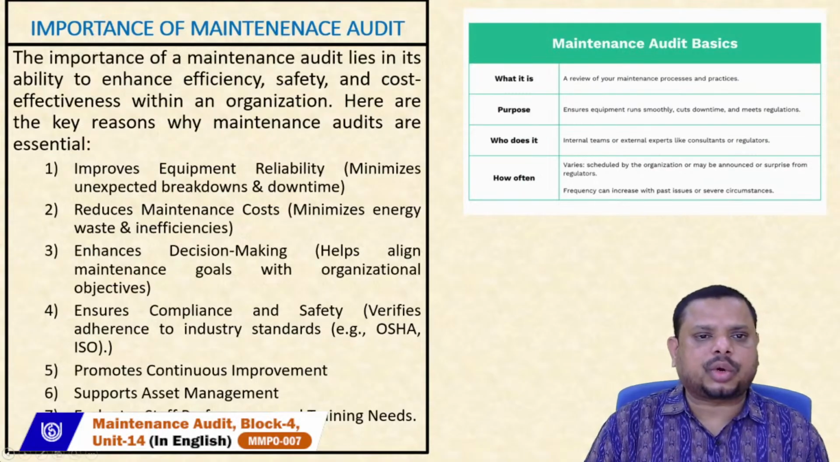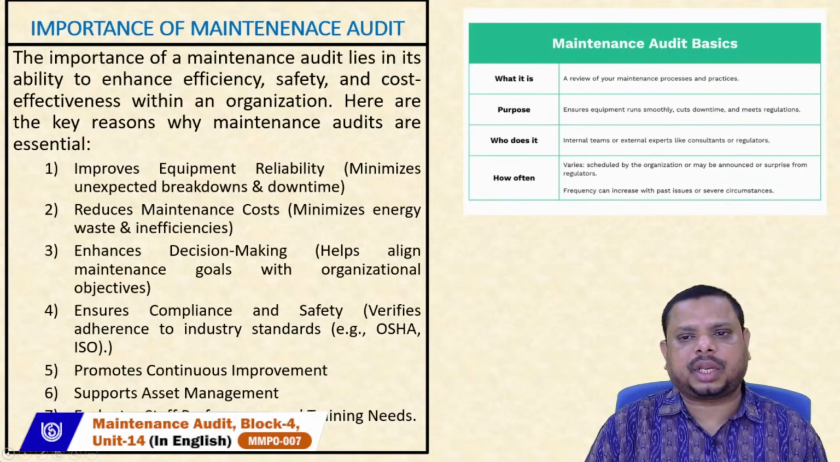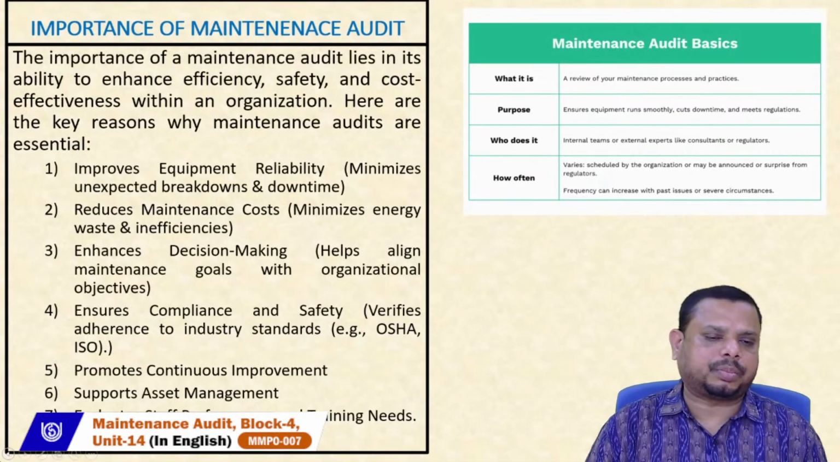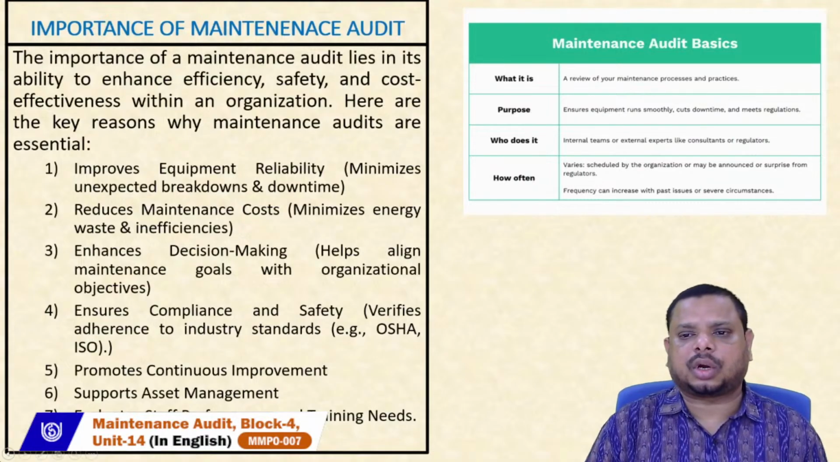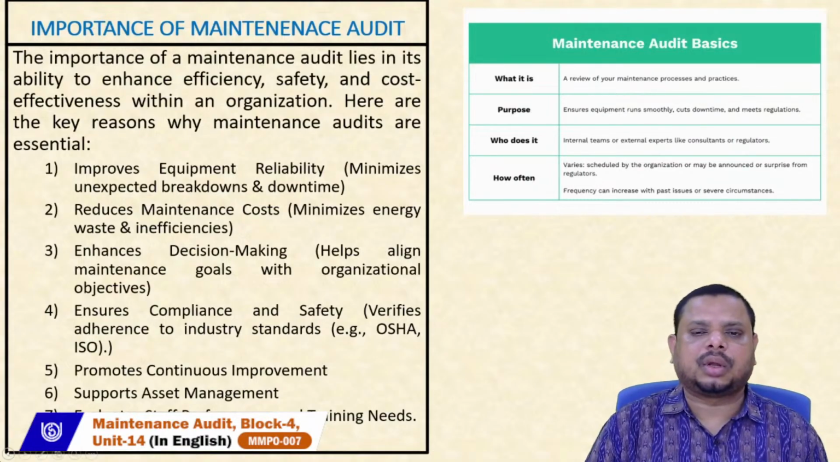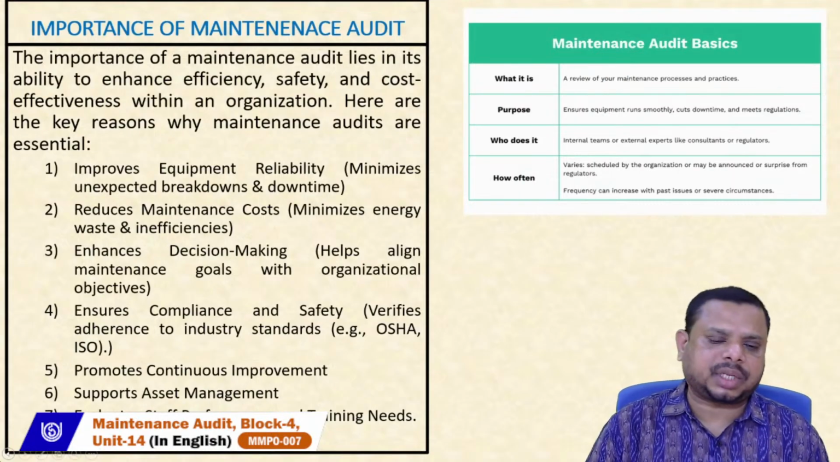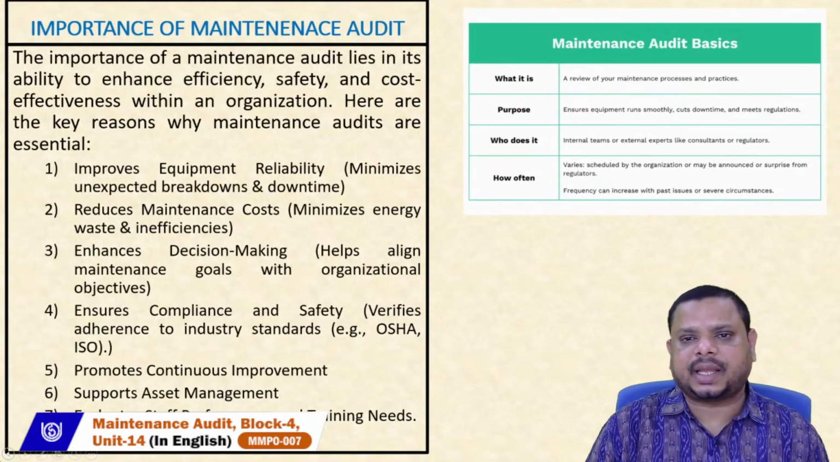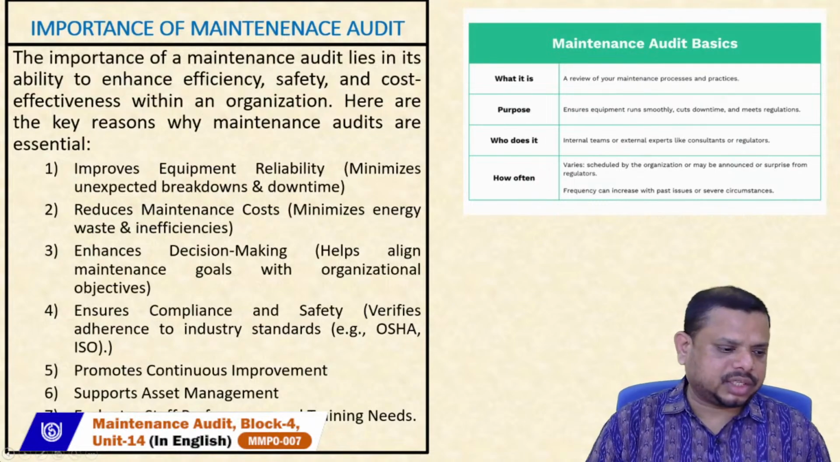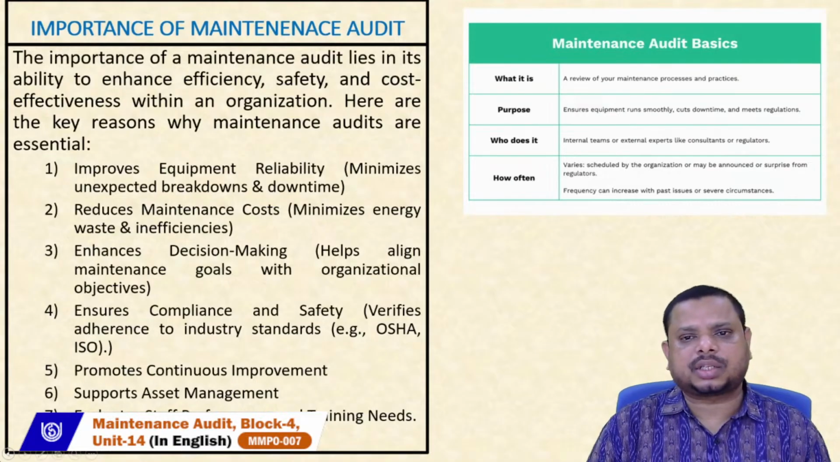Whenever you conduct the maintenance audit, safety is the most important pillar for your maintenance management. That is why those organizations are certified with OHSAS: O stands for occupational, S for safety, H for health, and AS for assurance series certification. The next reason is promote continuous improvement.